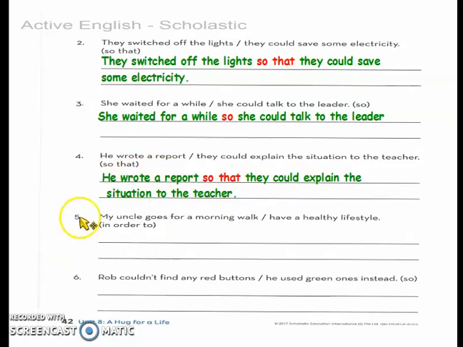Okay, now number 5 and number 6 are homework. You have to do it alone and send me your answers.